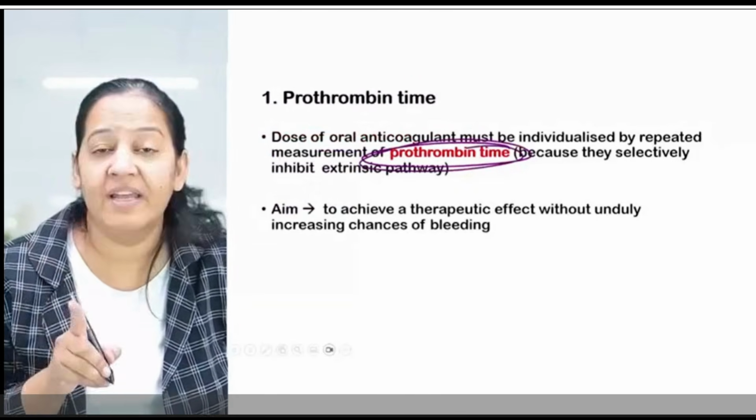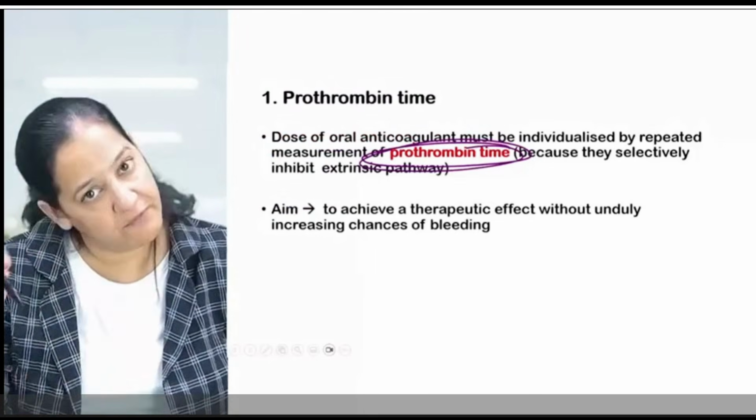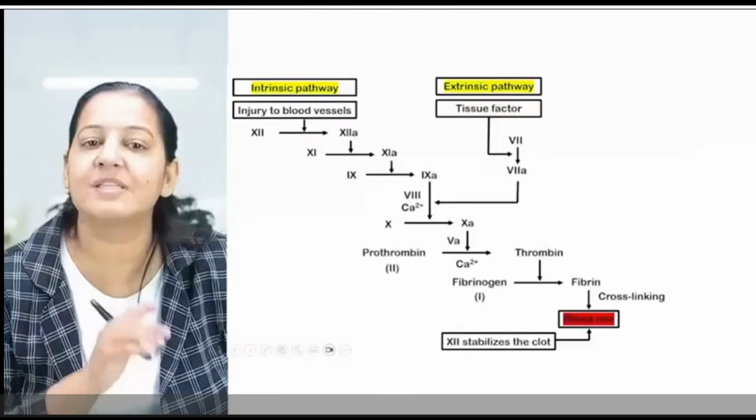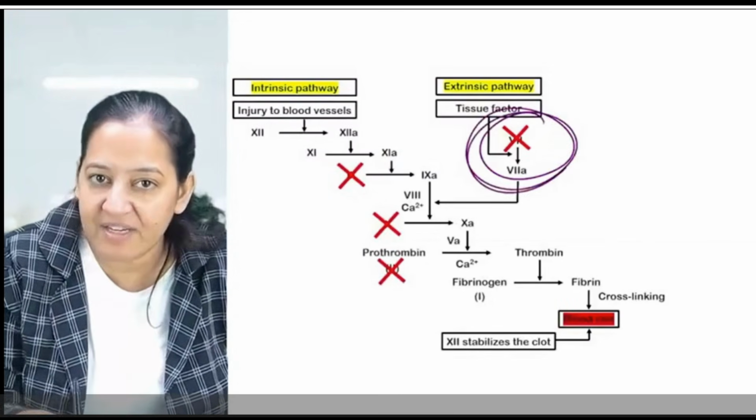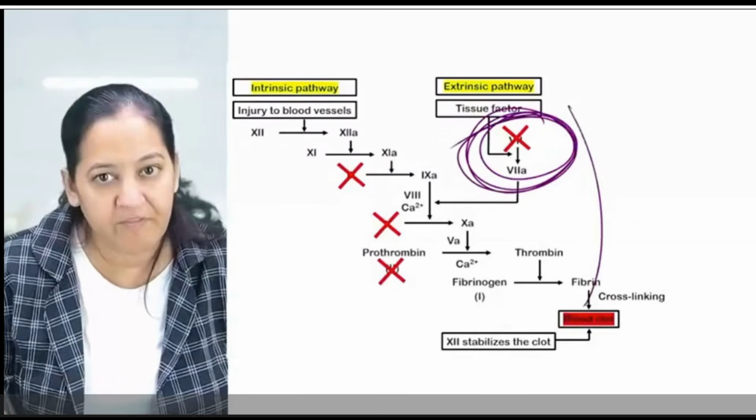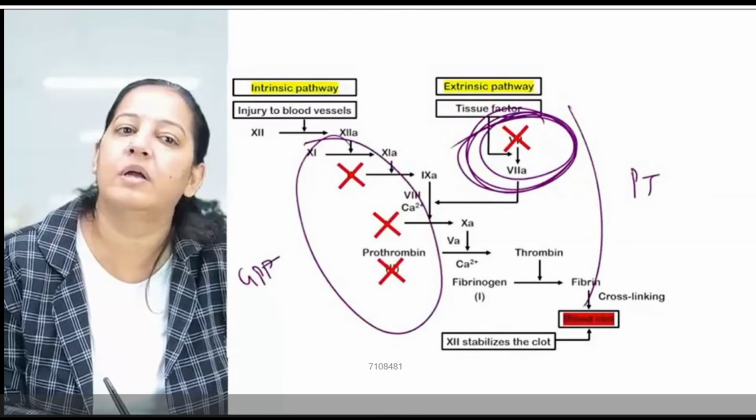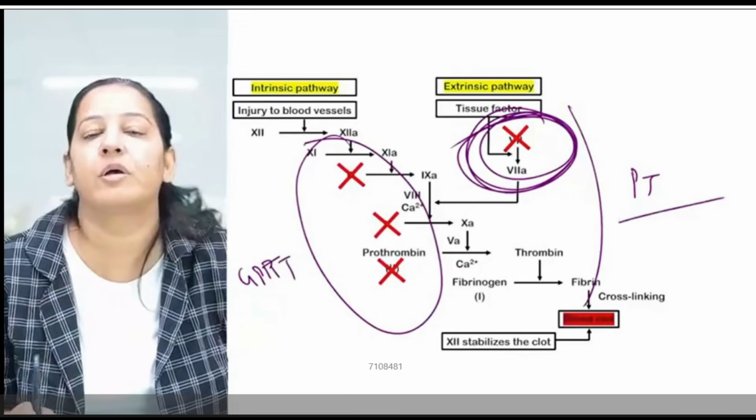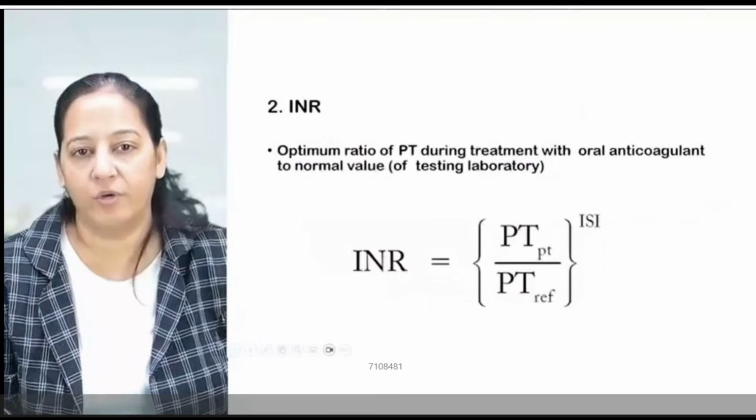So factor 7 is earliest and factor 7 is a factor for extrinsic pathway. And in extrinsic pathway, we measure PT. That's why the response is measured with PT. You are getting it? 7 is the earliest to fall, and that's why we measure PT. Later on, these three will also fall and aPTT will also prolong. But first PT will prolong. So if I take a warfarin, first my PT will prolong and then aPTT will prolong. You are getting my point?